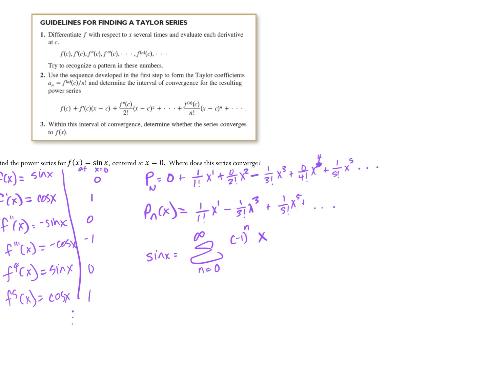My x variable is being raised to the odd power. In order for it to be odd, it's got to go up by 2 over and over again, right? So it's going to be 2n plus 1. And I always like to check, okay, at n equals 0, does this term match right now?